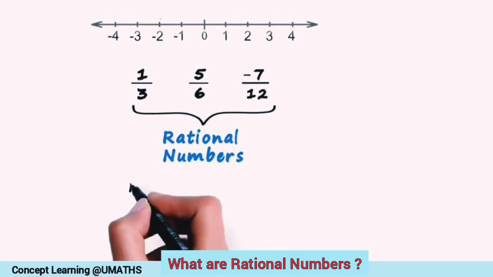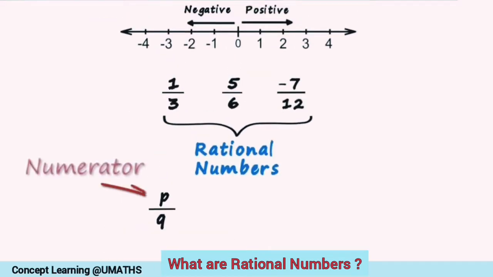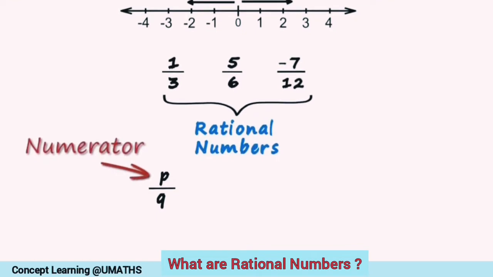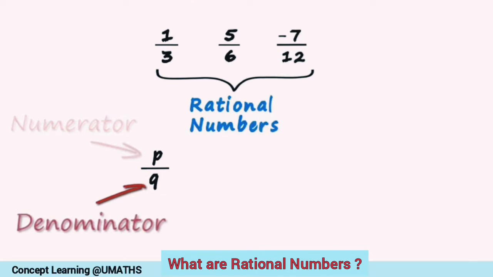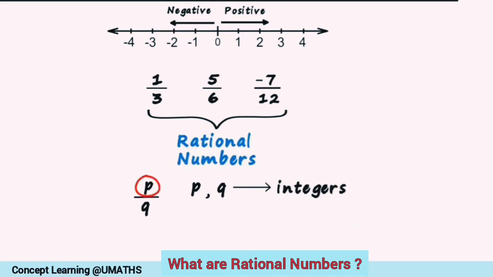So we say that they are of the form p by q. One number in the numerator and one in the denominator. But there are few conditions we need to know. P and Q should be integers. We can have only integers in place of P and Q. And there is another important condition, Q should not be equal to 0.